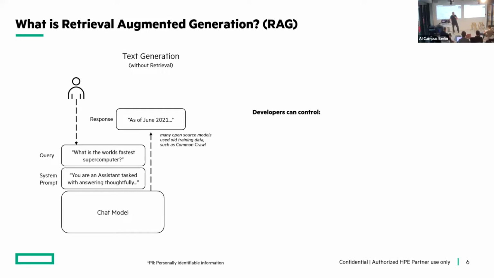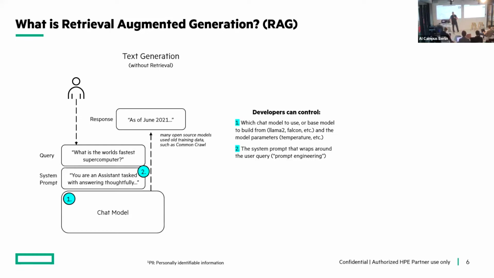So what can the developers control here? Trying to put on the different points. The developers can control what the chat model can choose. They can use model parameters like temperature and sampling. These are a way to control the creativity of the model versus the repeatability of the model.